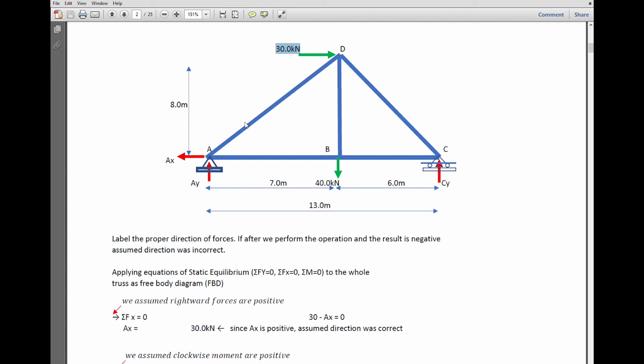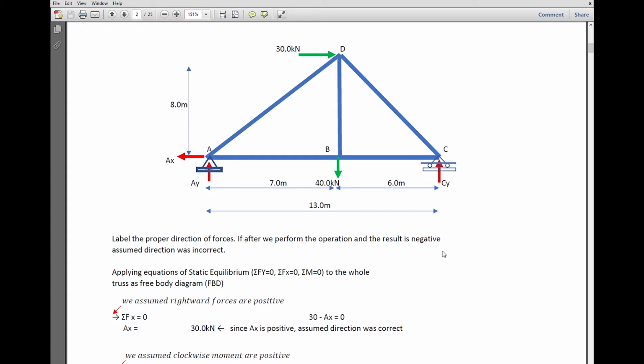Wala namang ibang magbabalance dito sa horizontal load na ito maliban dito sa AX. Kaya ina-assume ko dito, to the left na siya. So, dito naman sa AY, I assume that that is upward. Then for CY, that is also upward in direction. Kapag namali tayo ng assumption dyan sa mga direction ng mga support reactions na yan, magiging negative yung sagot natin after we perform the operation.